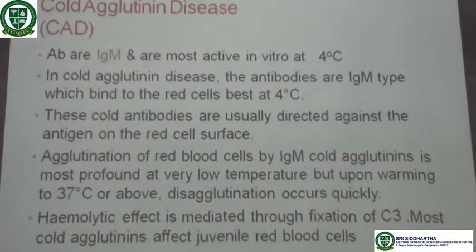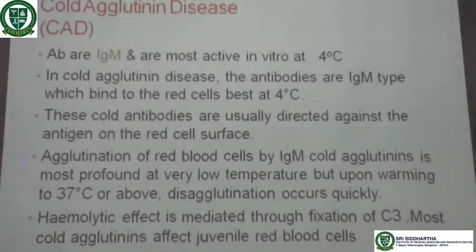So coming to the first condition, cold agglutinin disease. Here the antibodies are IgM, and most active at the in vitro temperature of 4 degrees Celsius. In cold agglutinin disease, the antibodies are IgM type and bind to the red blood cells at 4 degrees Celsius. These antibodies are usually directed against the antigen of the red cell surface. Agglutination of the red blood cells by IgM is most profound at very low temperature, and upon warming the temperature to 37 degrees Celsius, these agglutinations disappear again.